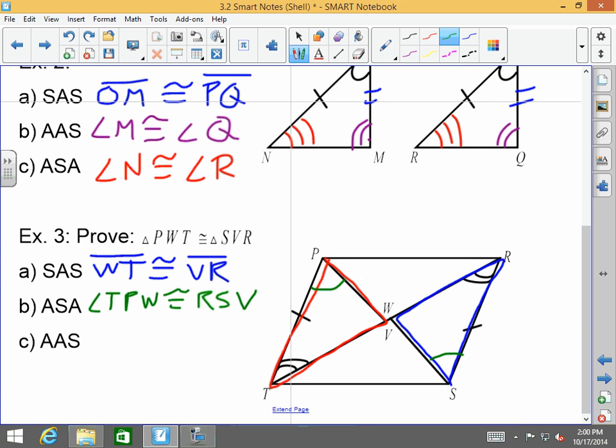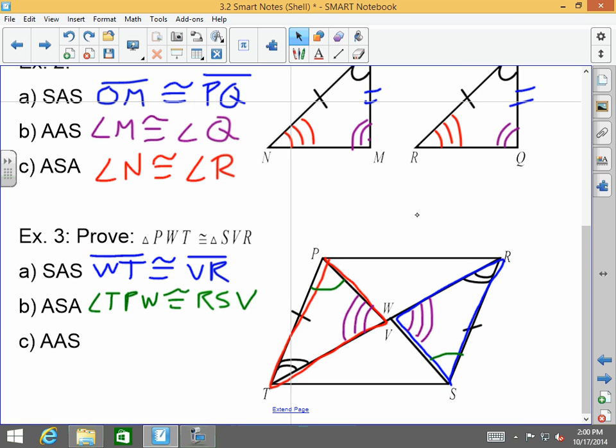How would I prove angle, side here? Yes, sir? Segment PT is congruent to segment SR? That's already given, my man. I'm trying to do angle, side here. Angle, side here. Yes, sir. There it is, my brother. Great job. This angle here has to be congruent to this angle here. Because remember, I have to flow in a clockwise or counterclockwise motion.